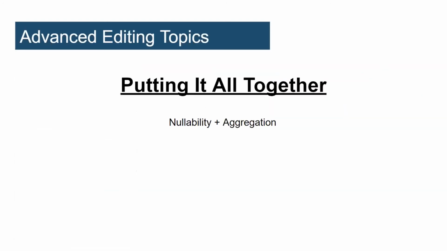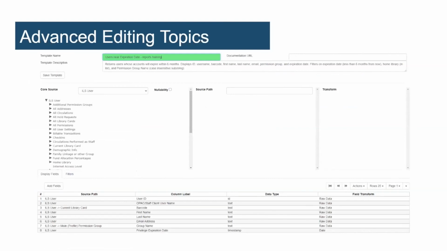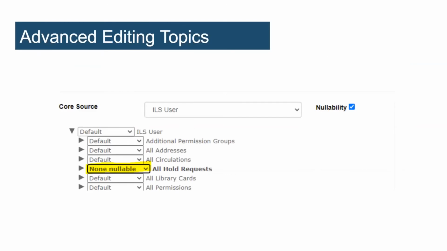Let's combine nullability and aggregation to add a new display field to one of my templates. This is a very complicated template that I created called Users Near Expiration Date. It will return all of the users from a system who are 6 months away from expiring. Using nullability and aggregation, I want to add the user's last hold request date. The first thing we want to do is check the nullability box and open up a non-nullable connection to all hold requests. This means that we only want users who have made hold requests before.